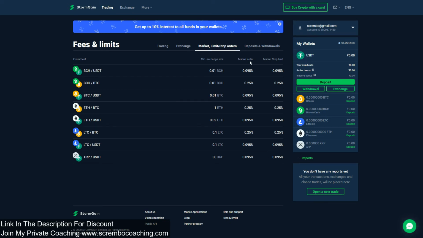For every single service that you're using on the website, you have to pay some fees because you're utilizing the services of the business. But compared to the amount of money you can make by trading, these are very, very small.